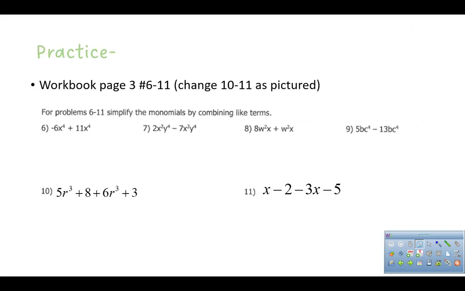Alright, so in your new workbook on page 3, you're going to do 6 through 11. Although it looks like I changed numbers 10 and 11. I don't know if that's reflected in your book or not. So if it's different than the ones in your book, just make that change. Alright, so these are the problems right after the beginning section, right? So there's like a 1, 2, 3, 4, 5. And then this is the next section. My 10 and 11 on the board don't match the 10 and 11 in your book. So just switch them up.